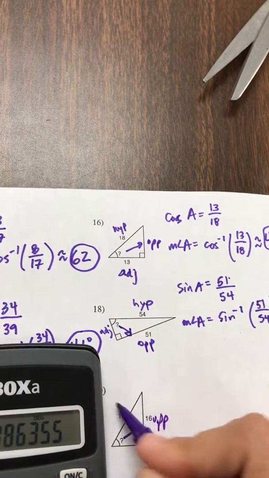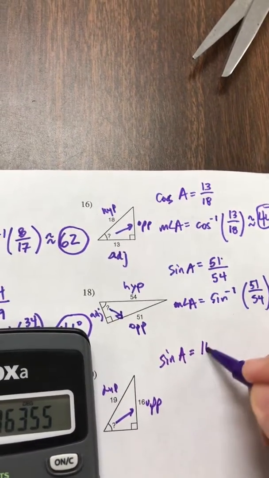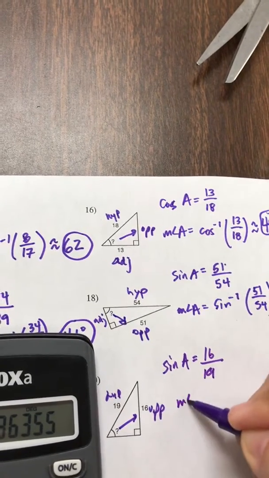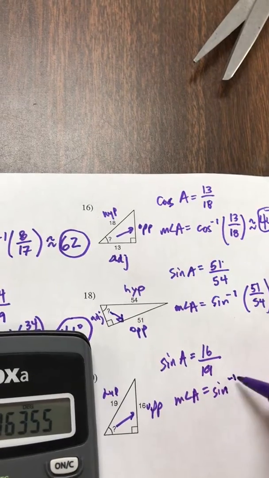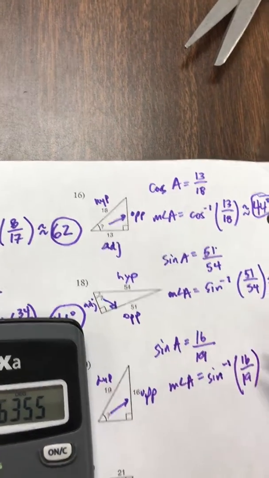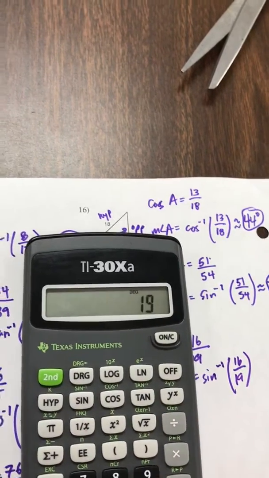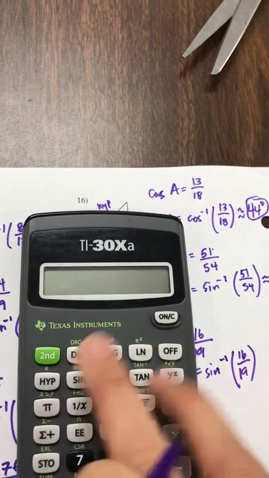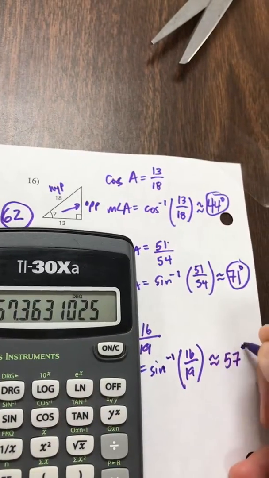All right, I got opposite and hypotenuse, so that's going to be sine. Sine of an angle is opposite over hypotenuse. So the measure of angle A is the inverse sine of 16 over 19. Rounds to 57 degrees.